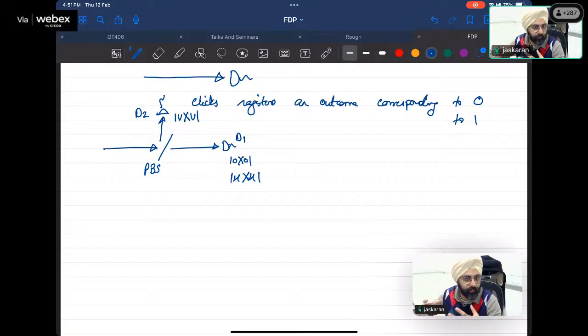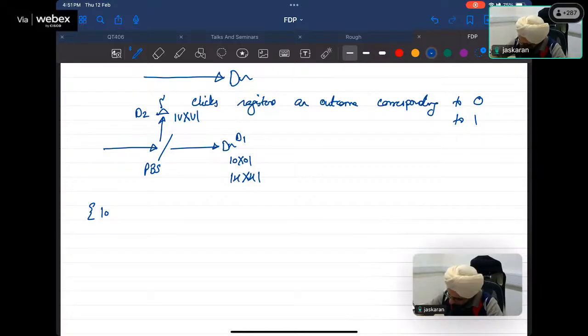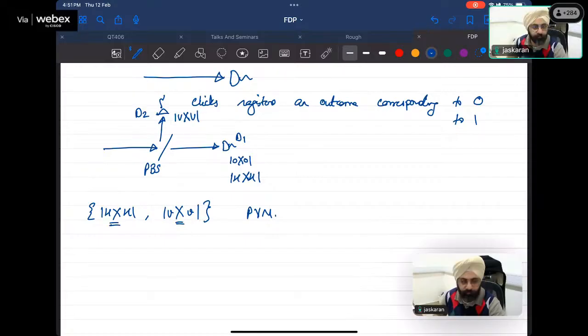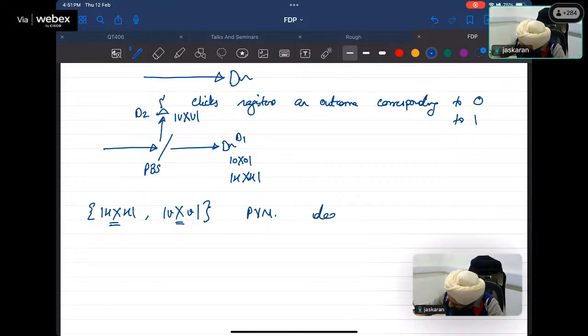But in an actual experiment, there will be scenarios where neither of these detectors click. In an ideal scenario, what is happening is either I get the outcome H or V. So this is a projective valued measure, because you can see both of them are projectors. In an ideal situation, this is what I will get.